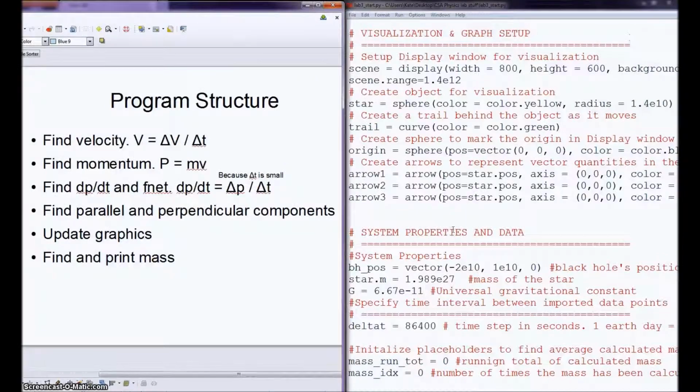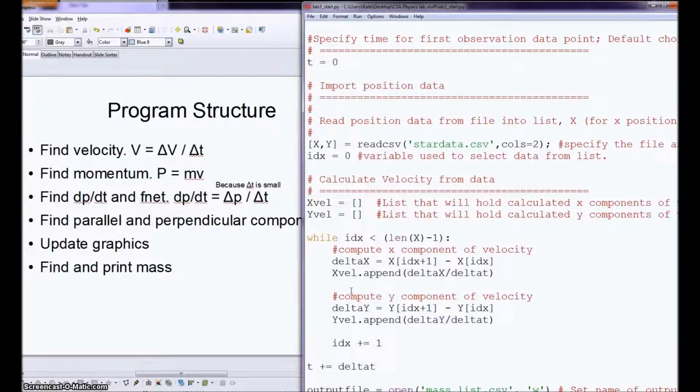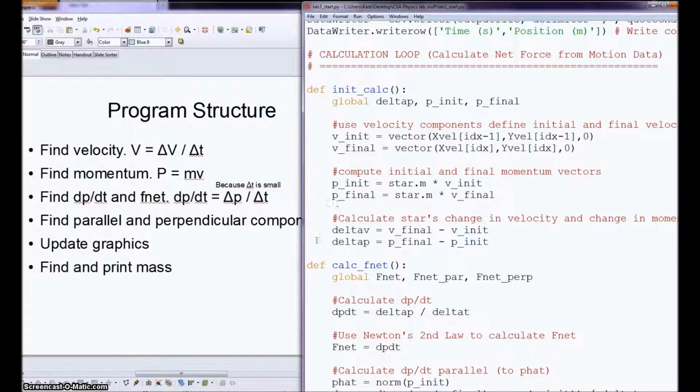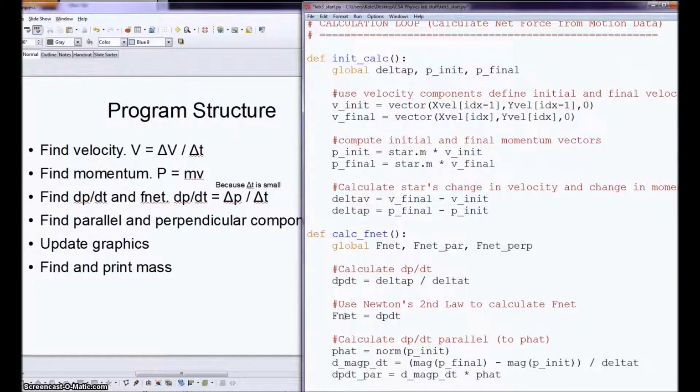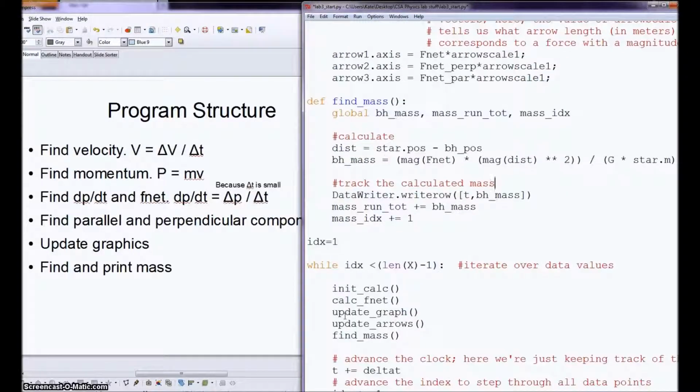I start off my model by identifying my known values. I then iterate over the position data and find the velocity at each point by calculating the change in position from the current point to the next point and then dividing that change by the time step, and then I append that velocity to an appropriate list. I then iterate over those lists, and at each point I calculate the momentum and the change in momentum and then use that to calculate the net force. I then calculate the components of the net force and update the graphics and calculate the mass.